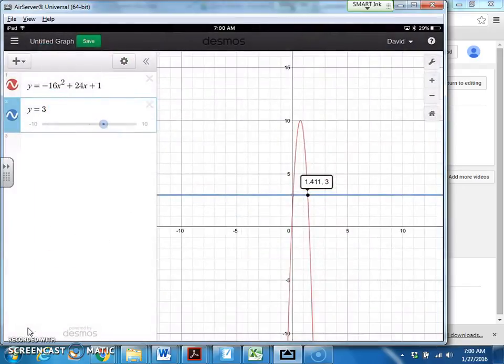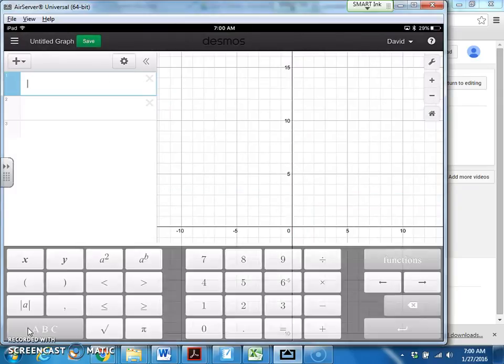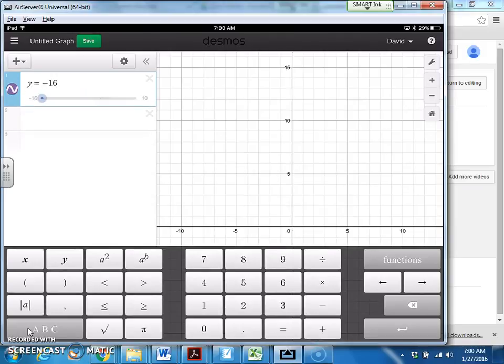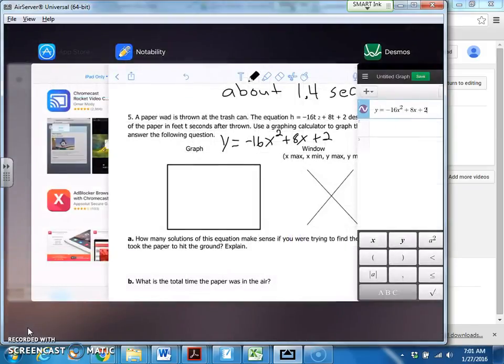And you can see me type it in this time. So I erase these and then add another. Y equals -16x squared plus 8x plus 2. I'm going to double check that. 8x plus 2.